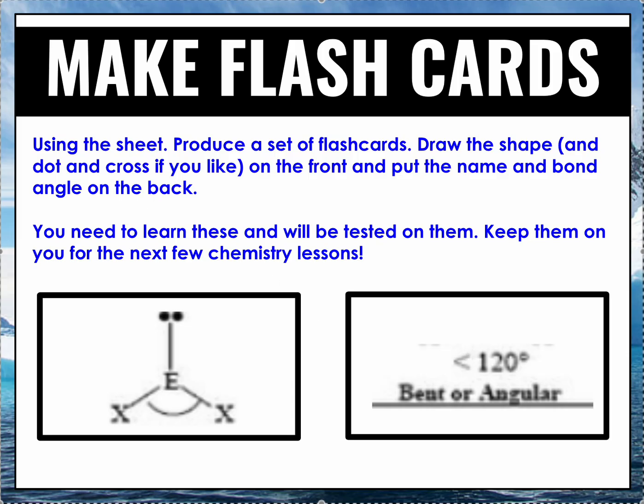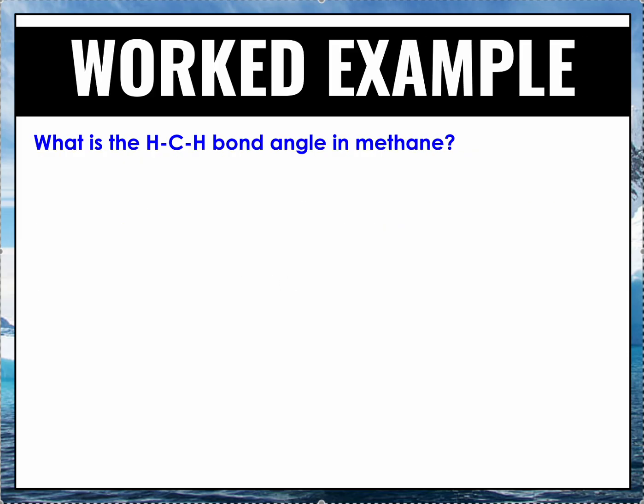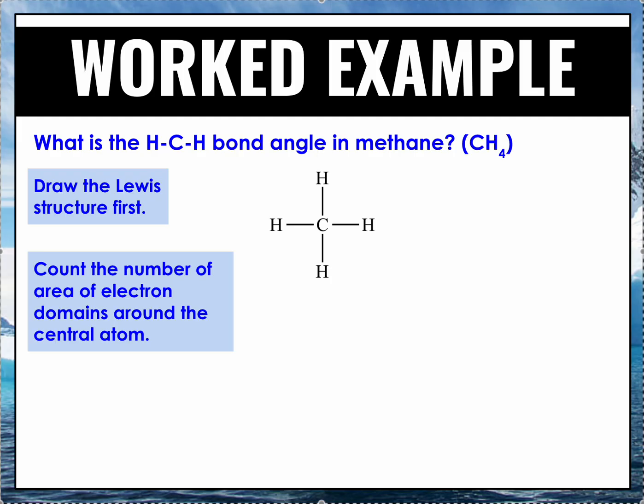So now we are going to work through making one of these and determining the bond angle for it. What is the bond angle between H, C, and H in methane? Well, we know that if we were to draw the Lewis dot structure of methane, it would look a lot like this. So that's where you're going to start. You're going to start by drawing the Lewis dot structure for it, and then you're going to count the number of electron domains around the central atom.